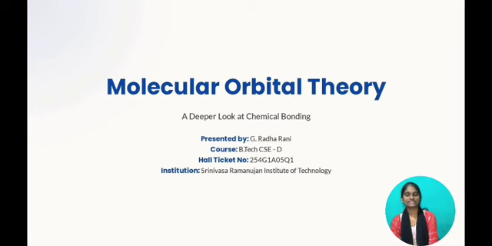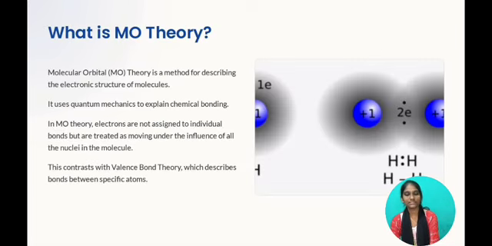Molecular orbital theory is a method for describing the electronic structure of a molecule. It uses quantum mechanics to explain chemical bonding. In molecular orbital theory, electrons are not assigned to individual bonds but are treated as moving under the influence of all the nuclei in the molecule. This contrasts with valence bond theory, which describes bonds between specific atoms.